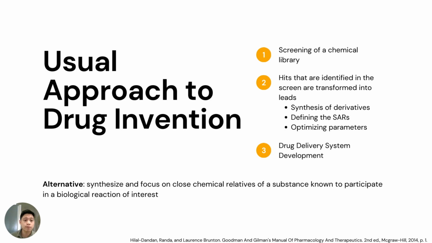So what is our usual approach to drug invention? We screen a library of chemicals. So, sobrang daming chemicals. And then we already have at the back of our mind which chemical structures potentially produce a pharmacologic effect of interest. So we have lots of chemicals, we screen a library, and then after screening, there are some of those chemicals that have a higher chance of producing a certain pharmacologic effect. And these are what we call hits.